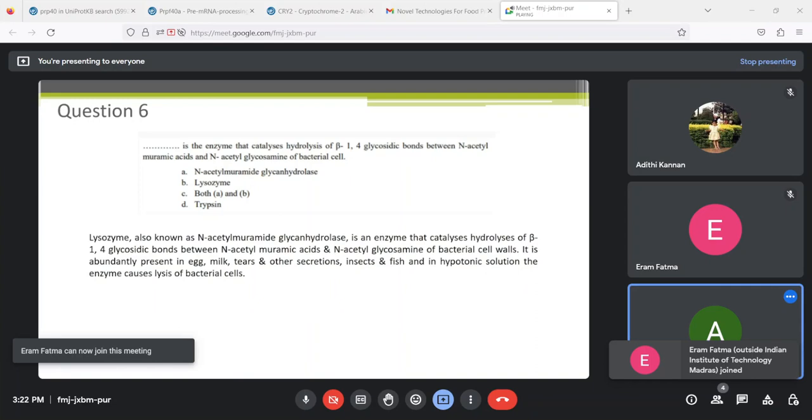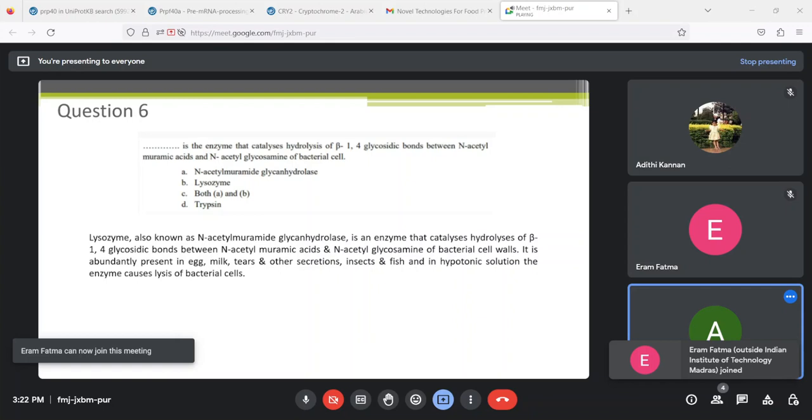So lysozyme is also known as N-acetylmuramide glycanhydrolase. That is an enzyme that catalyzes the beta 1 to 4 glycosidic bonds between NAM and NAG of the bacterial cell walls. So these NAM and NAG are basically like the building blocks of the bacterial cell wall, and the cross linking between them is important for the intact nature of the bacterial cell wall. So if this cross linking is disrupted, the bacterial cell wall is also disrupted, and hence lysozyme is often acting as an antimicrobial enzyme that can be exploited in food processing.